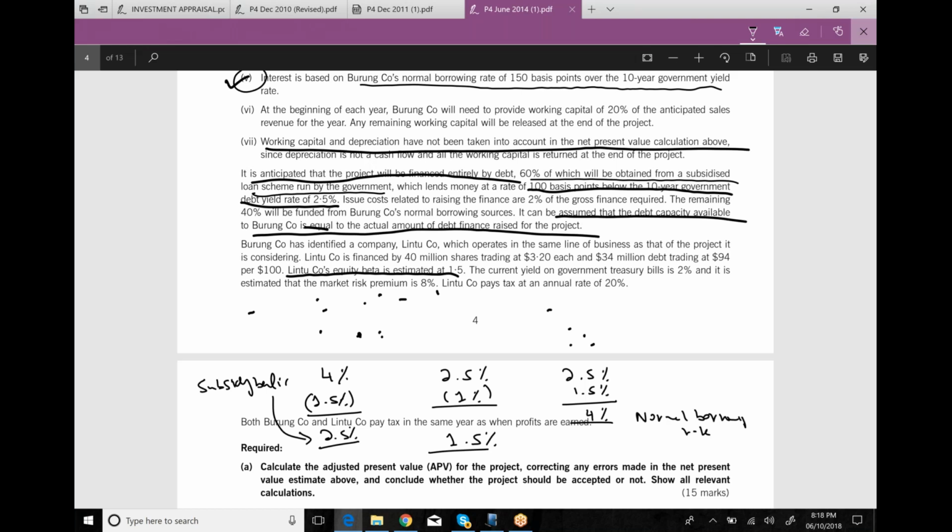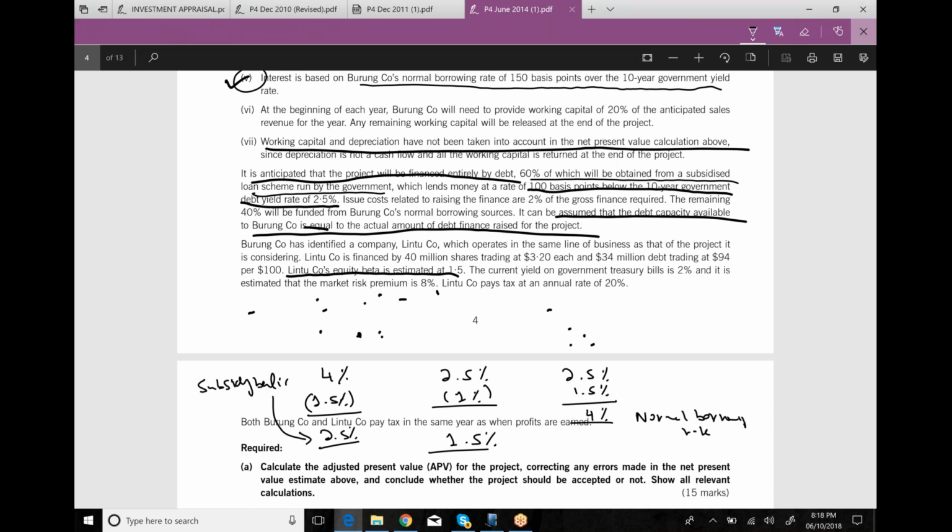Okay, then it says issue costs related to raising the finance are 2% of the gross finance required. So whatever I will invest in T0, that is the finance required. But I have to gross up that amount, right? So the issue cost is 2%. So in order to gross up, you will divide by 98 and multiply by 100. The remaining 40% will be funded from Burung company's normal borrowing sources.